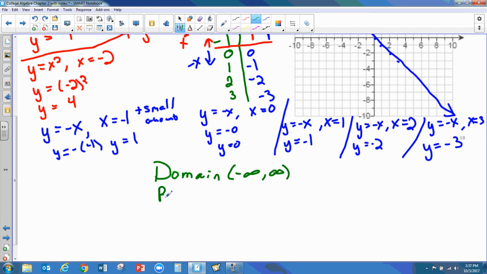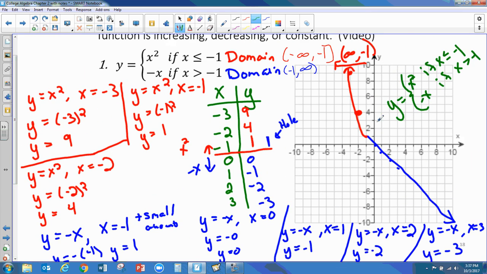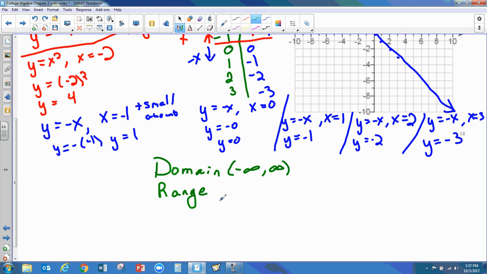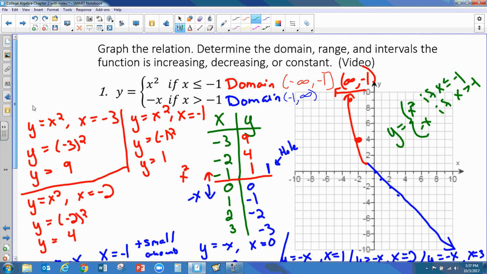Okay, the range, these are all the possible y values. So I'm looking and, look, it goes up, up, up, and it goes to positive infinity, but it also goes down, down, down to negative infinity. So my range includes all possible y values. So this would be the smallest, which is negative infinity, to as big as it gets, positive infinity. So my domain and range is negative infinity to positive infinity.